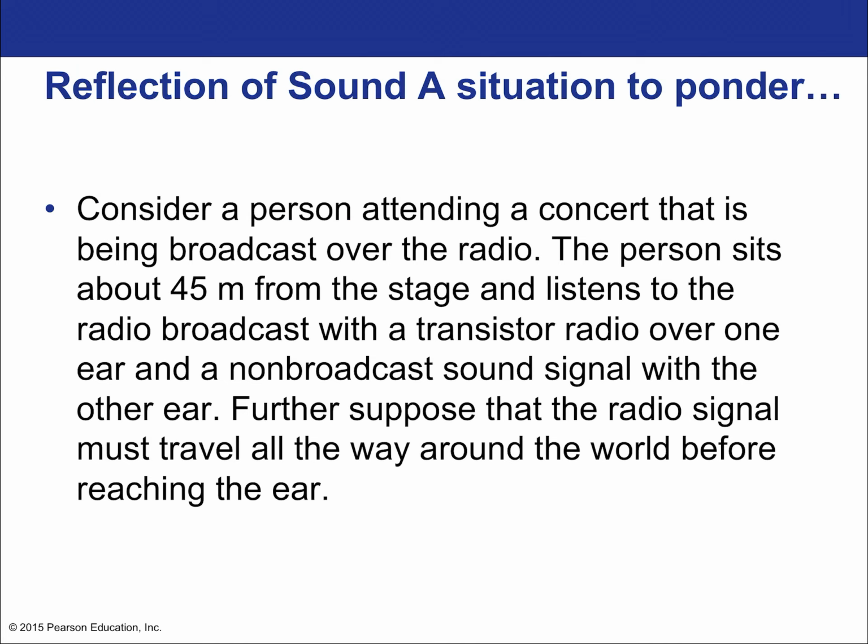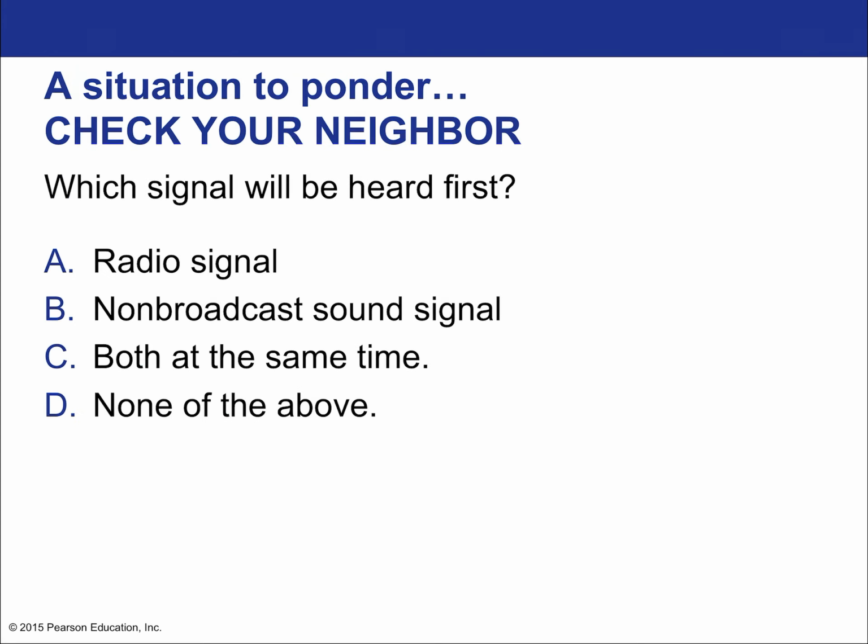Consider a person attending a concert that is being broadcast over the radio. The person sits about 45 meters from the stage and listens to the radio broadcast with a transistor radio over one ear and a non-broadcast sound signal with the other, uncovered ear. Further, suppose that the radio signal must travel all the way around the world, bouncing on satellites at the speed of light to get back to the ear. So, which signal will be heard first?